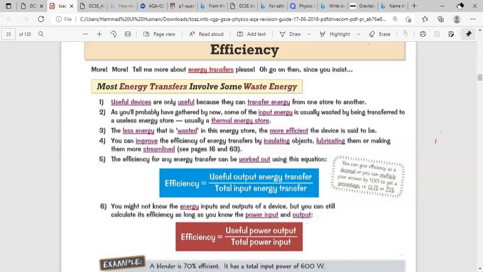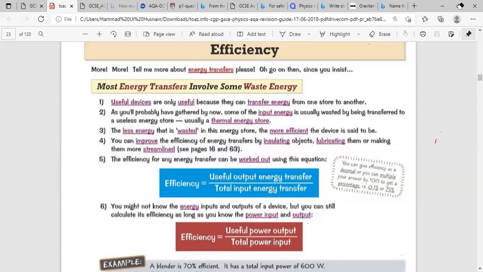Can you please repeat that? Basically, what does efficiency mean? I'm saying that whenever we want to do some work, we need to input some energy, right? So if most of that input energy is converted to a useful energy store, then it means that the body is more efficient.